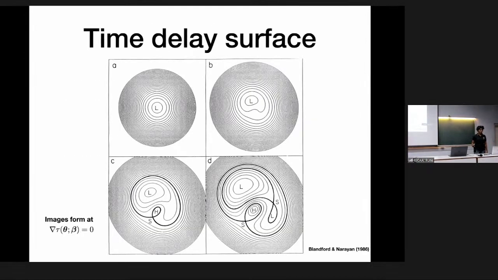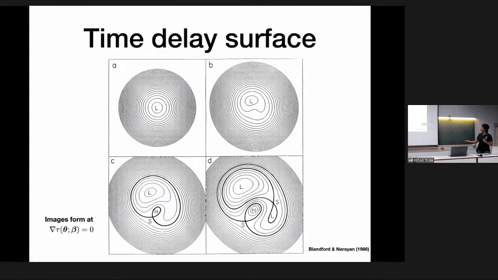So this is just to give some idea about the time delays and the different types of images that we see in these lens systems. These different panels show the two-dimensional map of the arrival time surface. We can imagine that there is a source which is here, and these different contours tell you the arrival times of the light rays coming from this source.